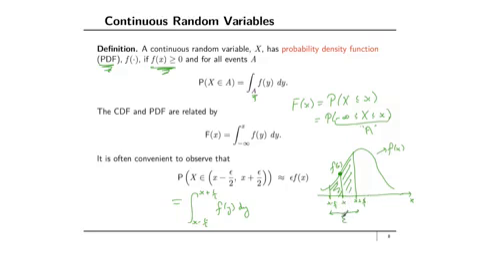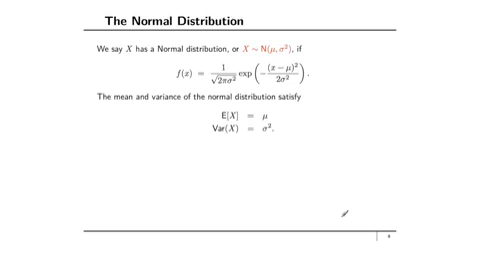Okay, so there are continuous random variables. Let me talk briefly about the normal distribution. We say that X has a normal distribution, or write X tilde N(mu, sigma squared), if it has this density function here. So f of x equals 1 over root 2 pi sigma squared times the exponential of minus (x minus mu) all squared divided by 2 sigma squared. The mean and variance are given to us by mu and sigma squared, respectively. So the normal distribution is a very important distribution in practice.